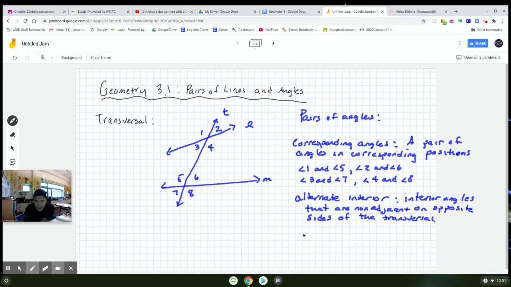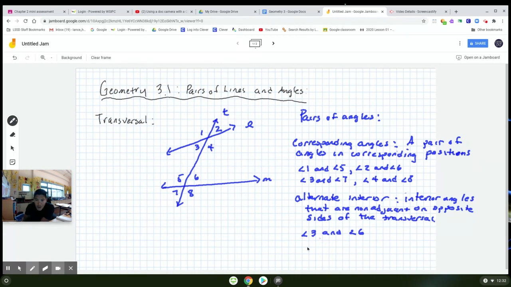So in this case, there is an alternate interior angle with angle 3. Can you figure out which angle it is? It has to be angle 6. Can't be angle 4 because those are adjacent angles. By the definition of alternate interior angles, they have to be non-adjacent. It can't be angle 5 either because those are on the same side of the transversal. Can't be 1, 2, 7, or 8 because all of those are exterior angles.